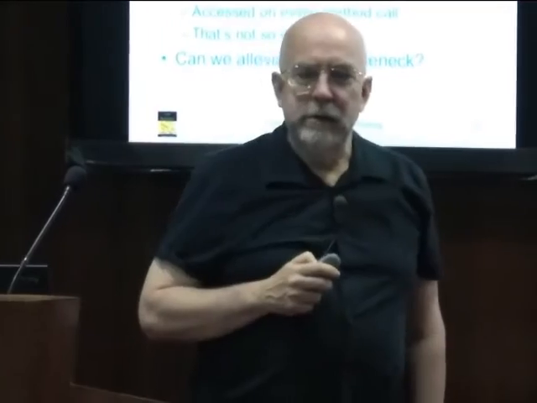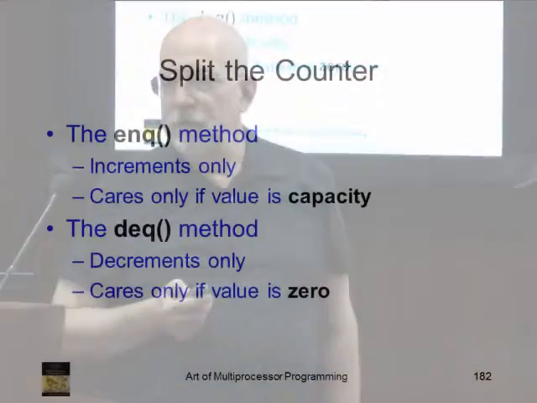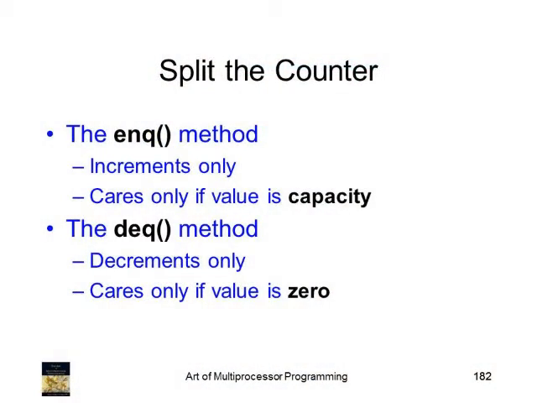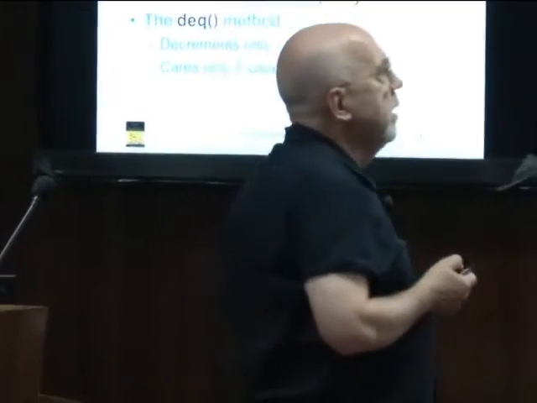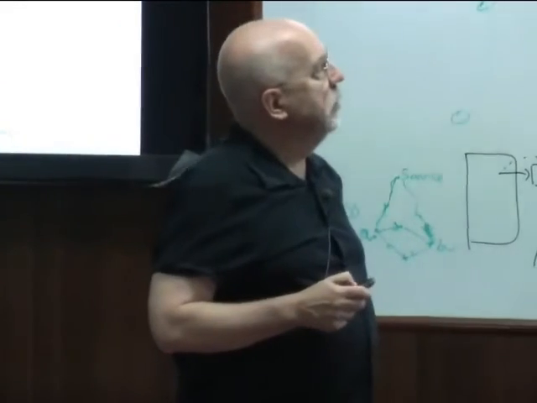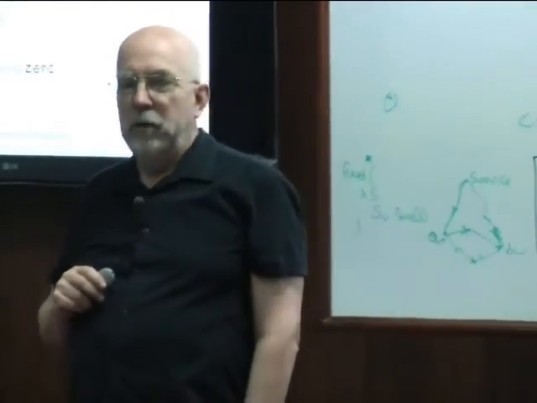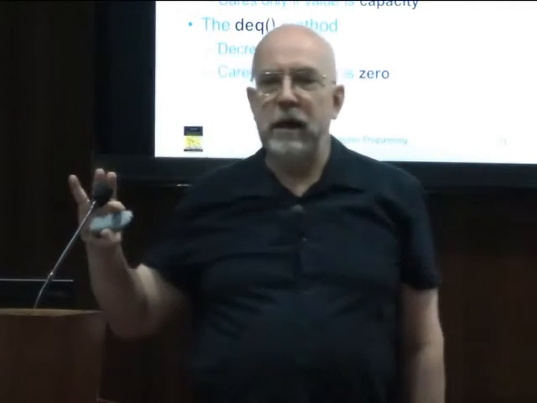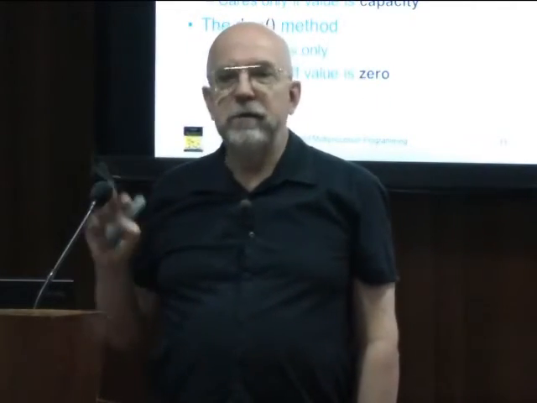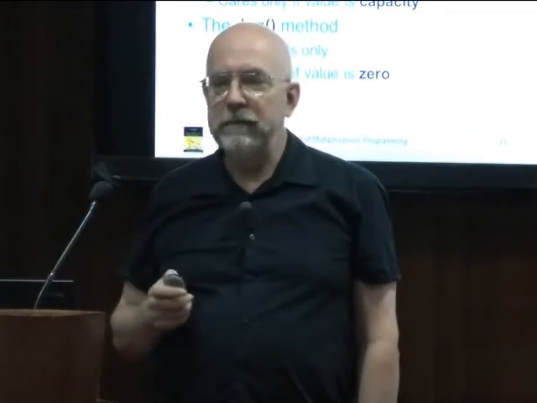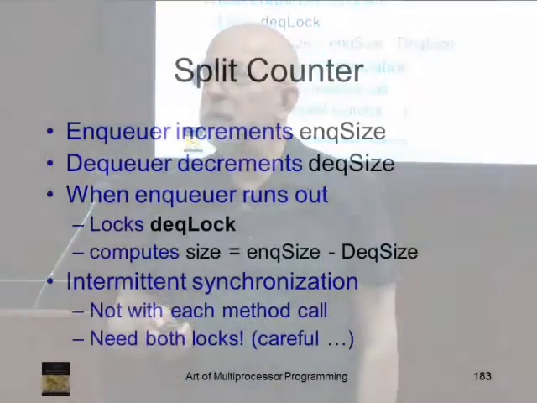And so I'll give you just a brief description of what you can do to alleviate this. This is more amusement than anything else. So notice that the NQ method only increments the counter. It doesn't care what the value is, it only wants to know whether the queue is already full. Symmetrically, the DQ method only decrements the counter, and so it only cares whether the value is 0. Any intermediate value is of no interest.